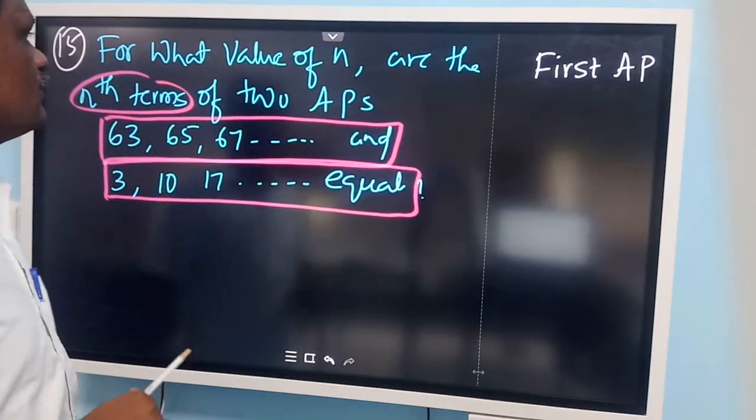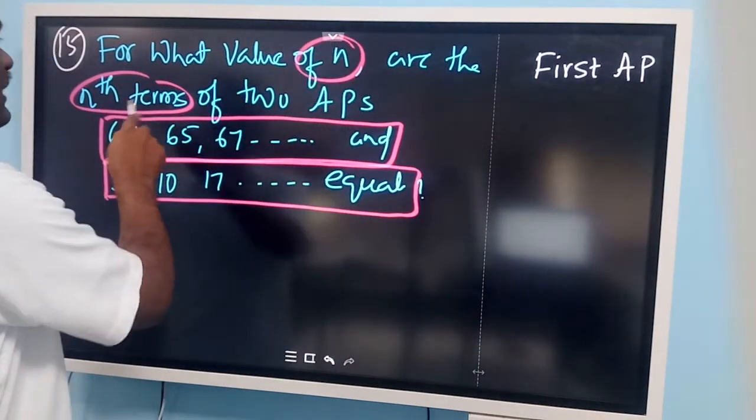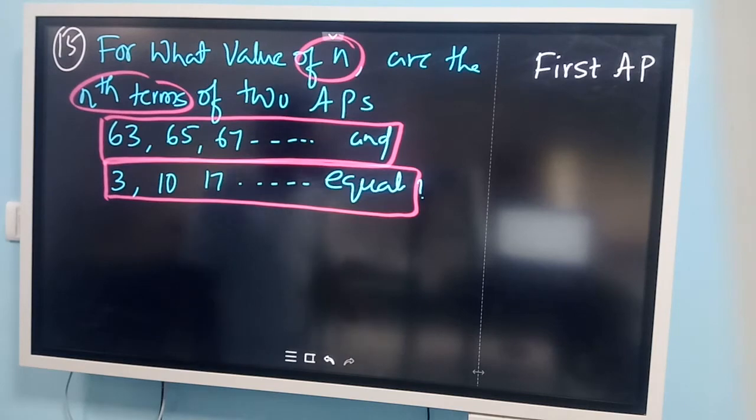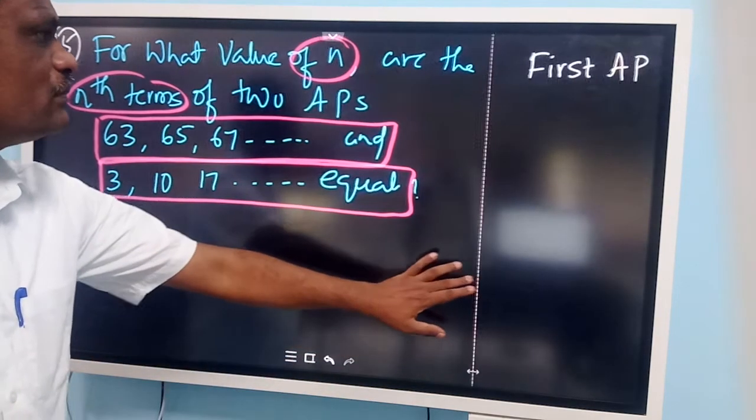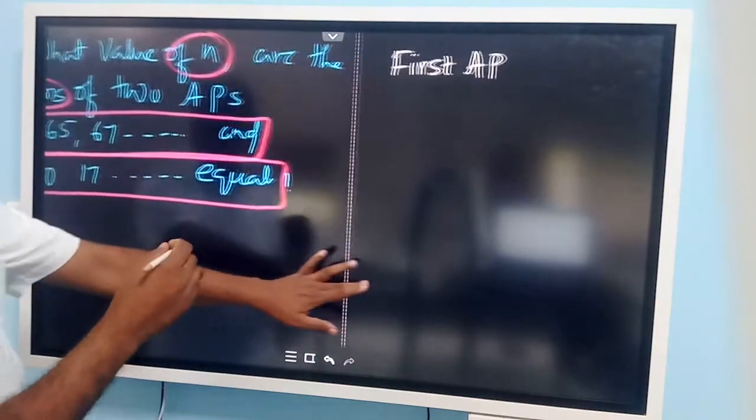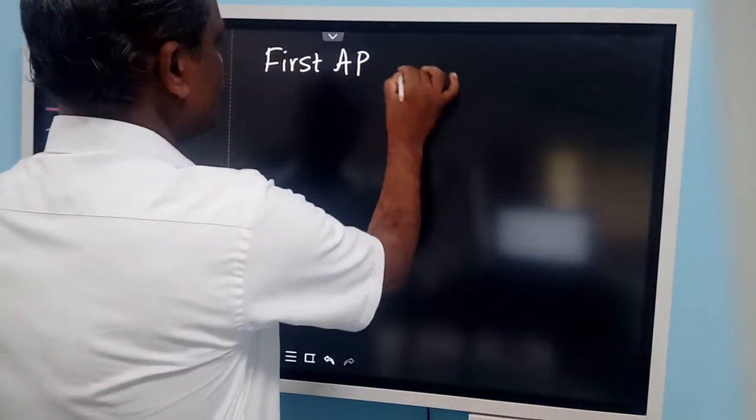So here, for what value of n are the nth terms of two APs equal, they have given. The two APs are given. So let us find out the nth terms of both the APs. For the first AP, what is the first AP? Let us write it once again.